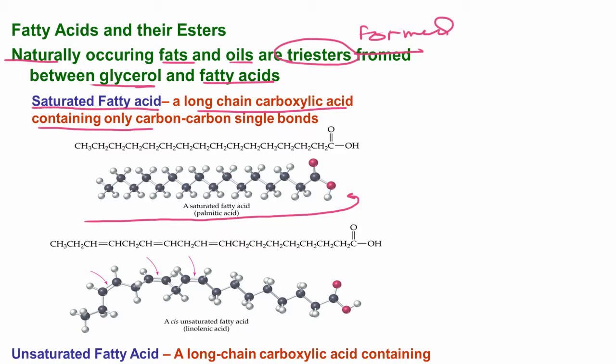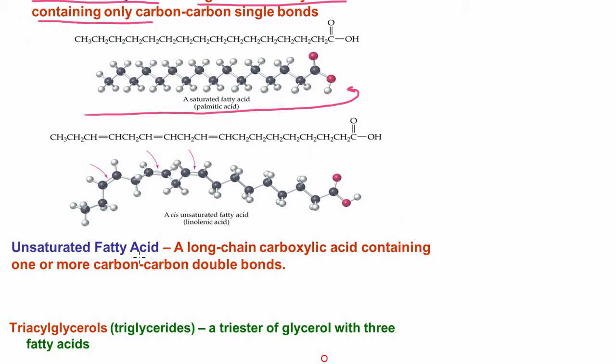We also have unsaturated fatty acids, and these are long-chain carboxylic acids that contain one or more carbon-carbon double bonds. So linolenic acid is an example of that. We see these carbon-carbon double bonds within the structure. And by the way, this is a cis fatty acid. Remember, we look at the double bonded carbons. If each of the carbons has two different groups bonded, then it can show cis-trans isomerism. In this case here, the hydrogens are on the same side, so that makes it a cis.